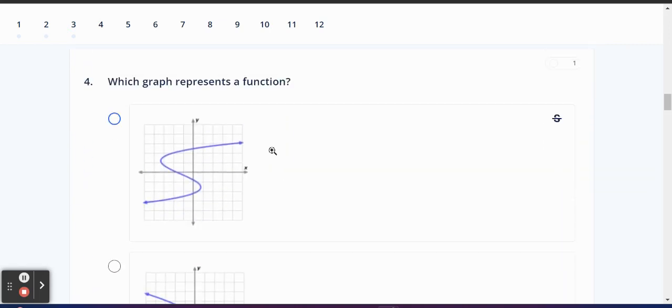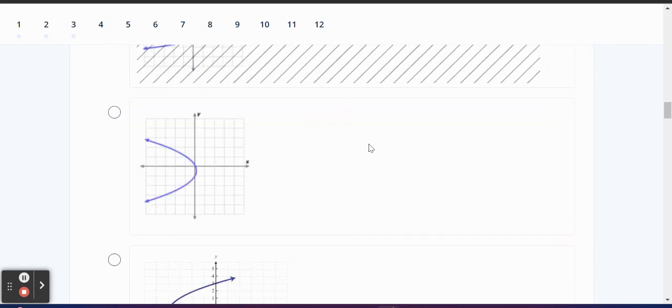All right, which graph represents a function? Now remember, a function passes the vertical line test. So wherever I draw a vertical line, it can only intercept one spot. So this would not be a choice right here, right? Because you could even look at the y-axis. Look at the y-axis, it intercepts more than one spot of the function where that vertical line is. So that's not it. Okay, this one, if I draw a vertical line here, it intersects at 2 spots.